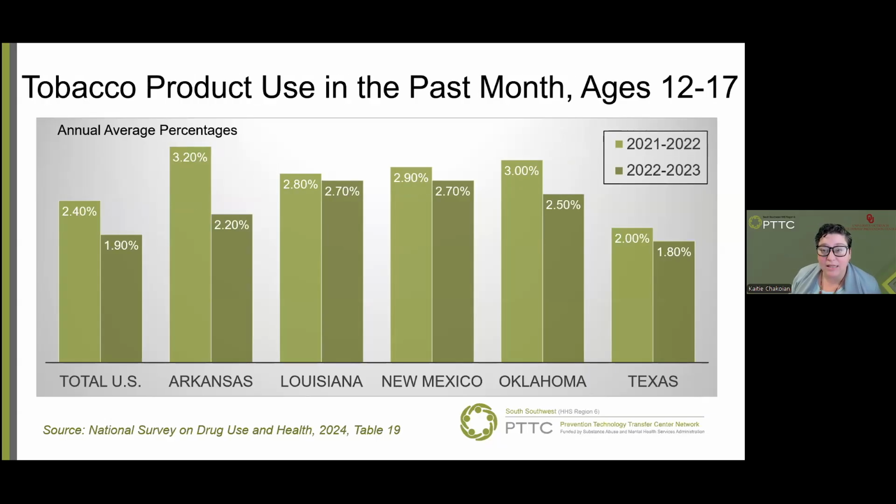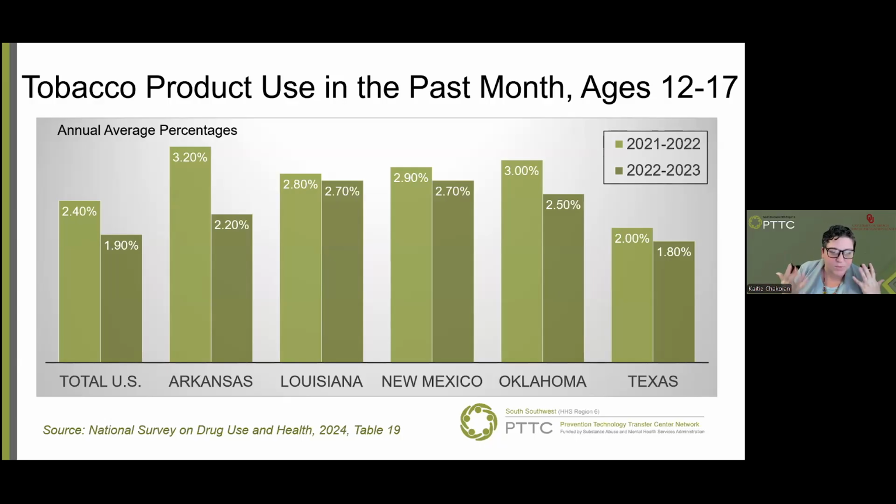Finally, if we're looking at tobacco product use for youth ages 12 to 17, every state aside from Texas is above that 22-23 national rate. Every state in Region 6 also saw a decrease between those 2 points in time, with our biggest decreases in Arkansas and Oklahoma. And the highest rates in Region 6 are in Louisiana and New Mexico, which also saw the smallest decreases over time. So again, here's a snapshot of data points from one data source.